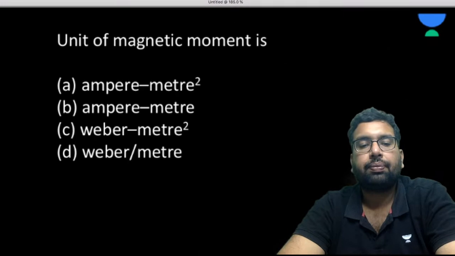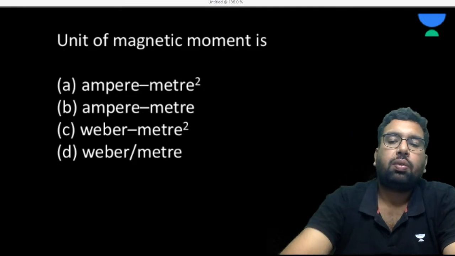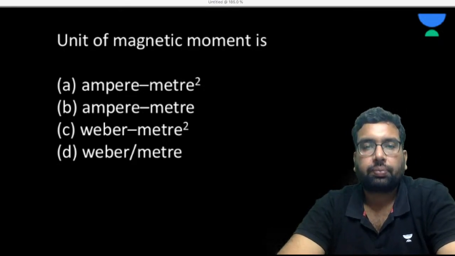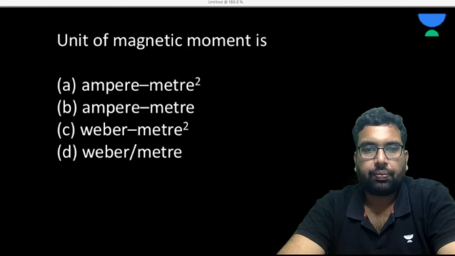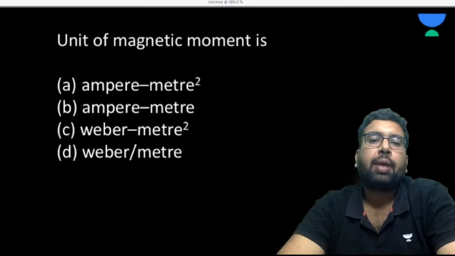Okay, please try this one. What is the unit of magnetic moment? See guys, we can always try to solve the question. Please go for it. So what is the unit of magnetic moment, sir?